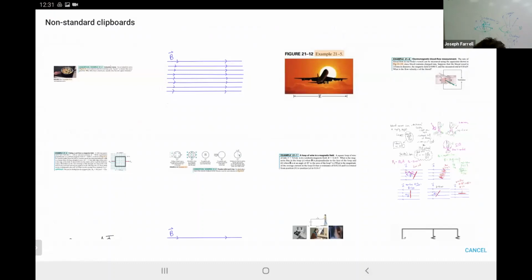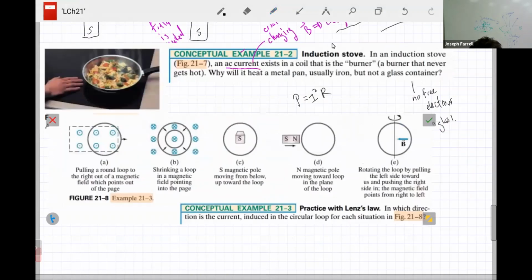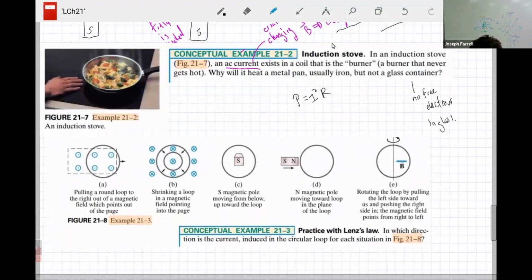Conceptual example 21.3. There it is. Okay, so practice with Lenz's law. In which direction is the current induced in the circular loop for each of the situations? So try these out. Think about these and make sure you come to class ready to discuss these. So study these.